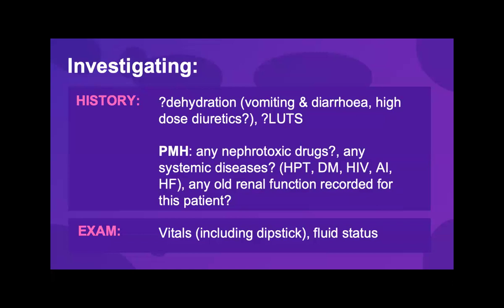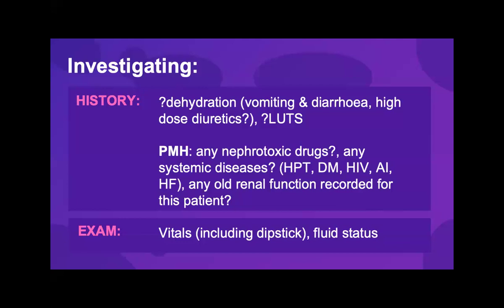It's also important to get a medication history to ensure they're not taking any nephrotoxic medications, and also to see if you need to dose adjust any of those medications. And then importantly, you should try and look back into old records of renal function for these patients to help assess if the renal function can immediately be classed as acute or chronic based on that.